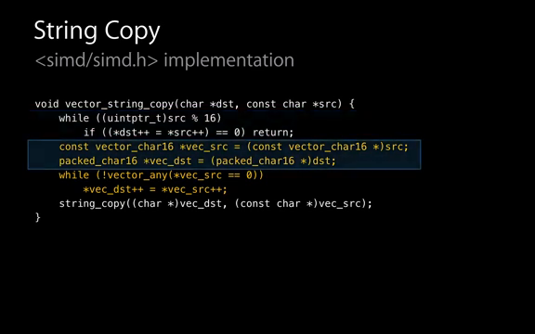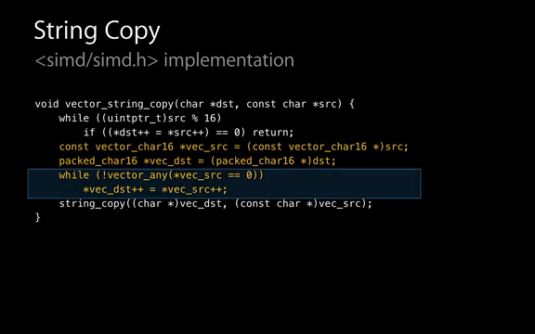Having aligned our source buffer, now I'm just going to cast the source and destination pointers into pointers to vectors. You notice I used two different vector types here. Remember, I aligned the source buffer. So it's a vector char 16 that's aligned. It has 16-byte alignment. The destination vector is not necessarily aligned. There's no guarantee that by aligning the source, the destination is aligned. So instead, I'm going to use this packed char 16 type, which is an unaligned vector type for the destination. Okay, so now that I've set up my types, the actual meat of the copy is really just these two lines. All we do is load a vector from the source, compare it to 0.